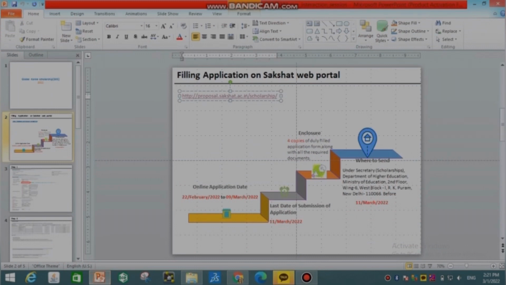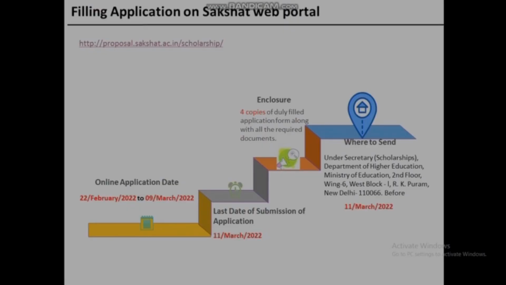So as I told, I'm gonna explain how to fill the form on this MHRD web portal, which is known as sakshat.ac.in. Before moving to how to fill this application form, I would like to explain the important dates. Applicants must know that the application is already out from 22nd of Feb, and you have a chance till 9th of March.